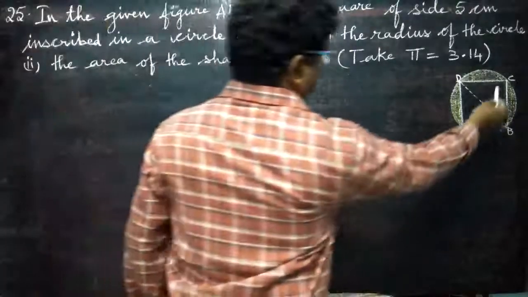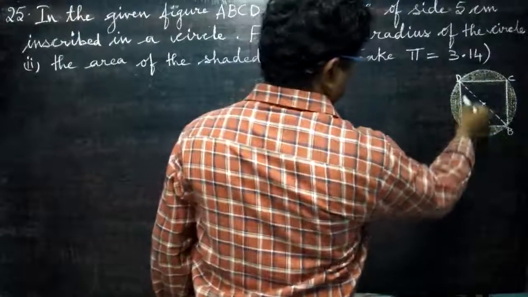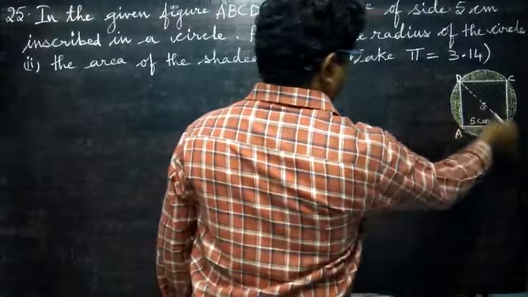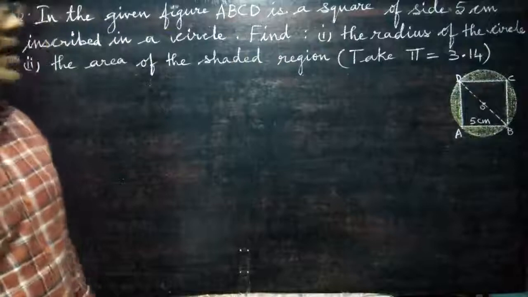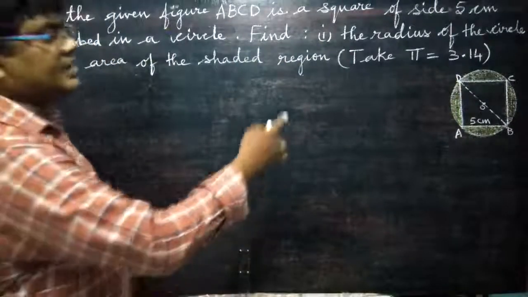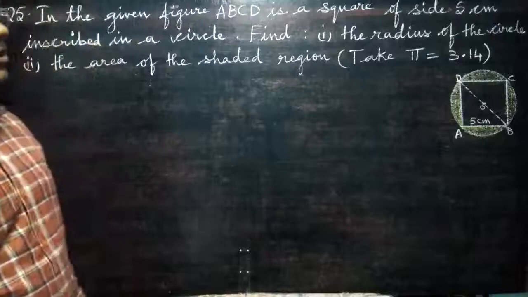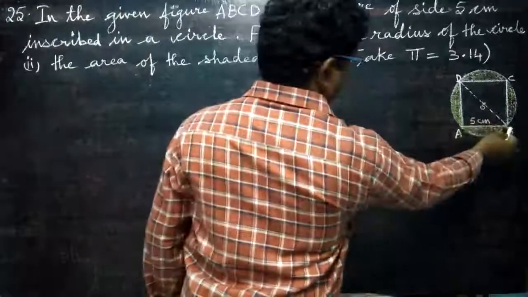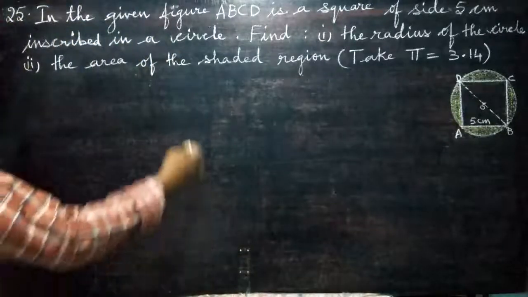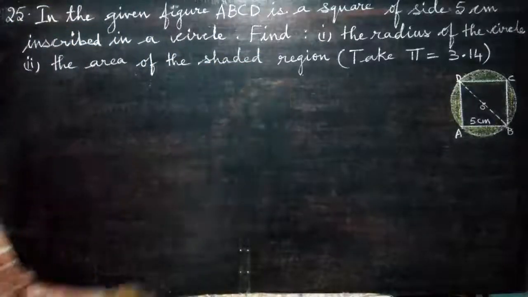See the figure. A circle is given, and a square of 5 centimeters is inscribed in it. AC and BD are the diagonals of the square. The diagonal of a square is equal to the diameter of the circle. So, we are going to find the radius first.